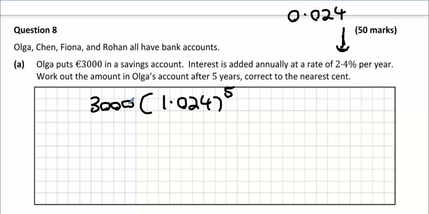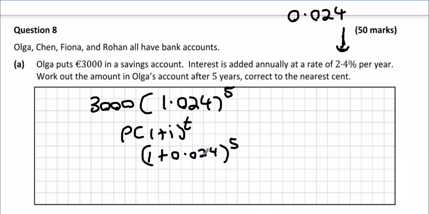Now, for those of you at home, I'm doing the P(1 + I) to the power of T formula. What's I? I'm adding 1 to 0.024. I'm doing a power of 5 and 3 grand at the start, right? We okay with that? Now, put all that into the calculator and let me know what you get.